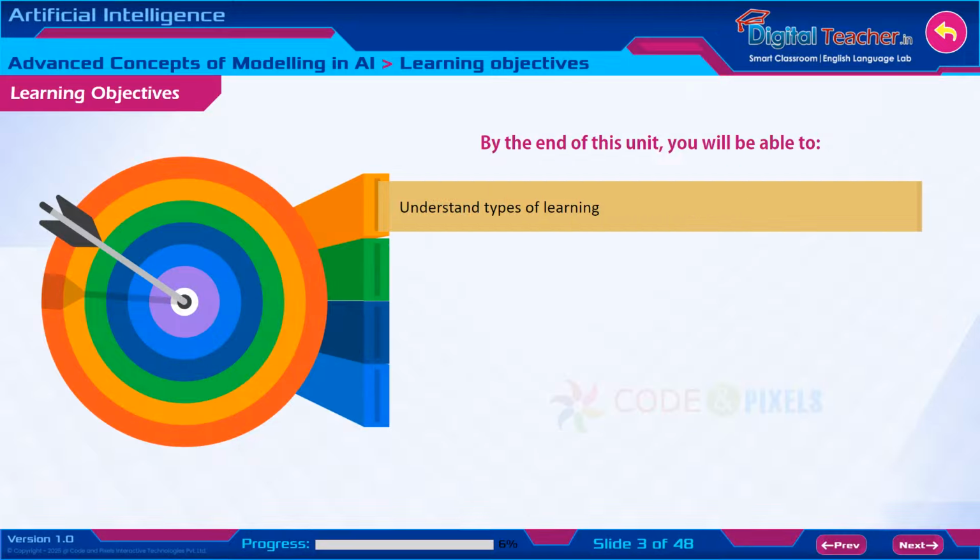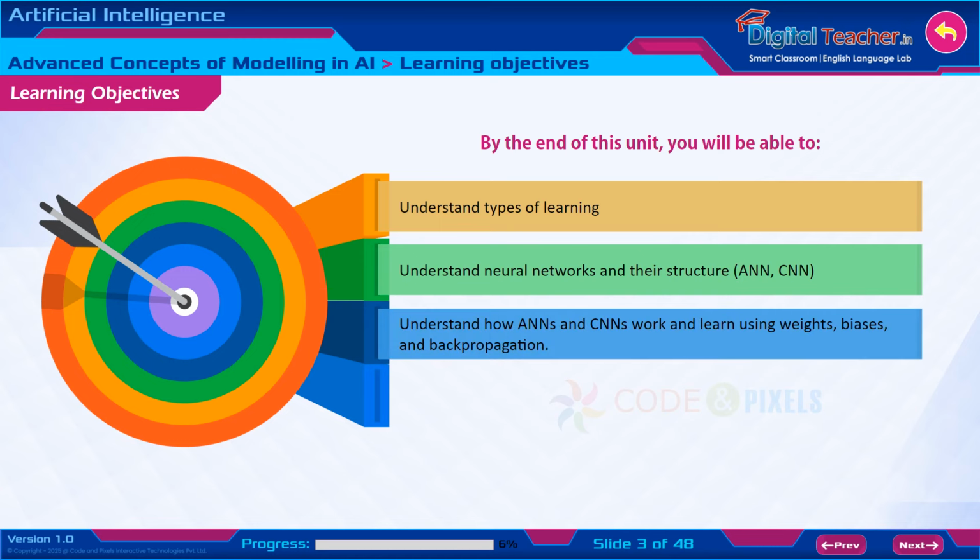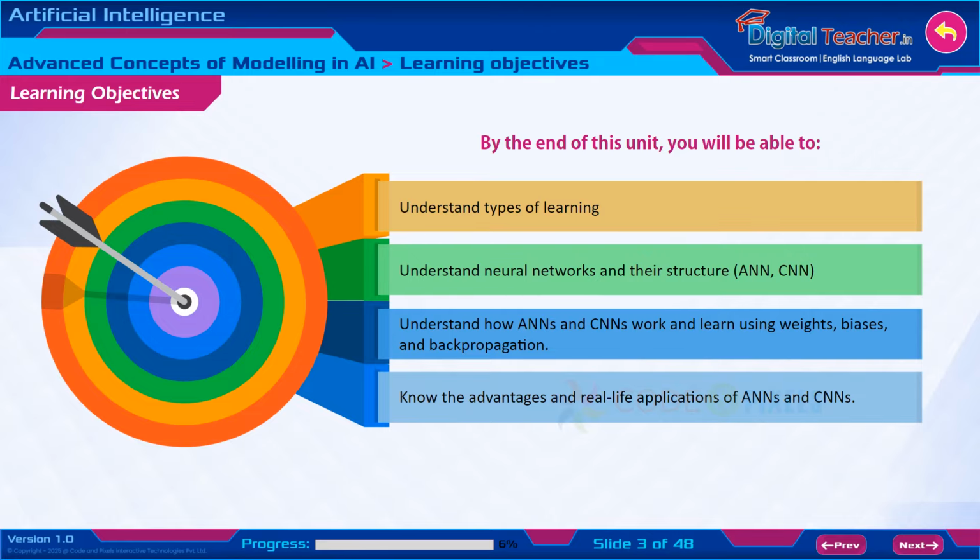Understand types of learning. Understand neural networks and their structure. Understand how artificial neural networks and convolutional neural networks learn using weights, biases, and backpropagation. Know the advantages and real-life applications of artificial neural networks and convolutional neural networks.